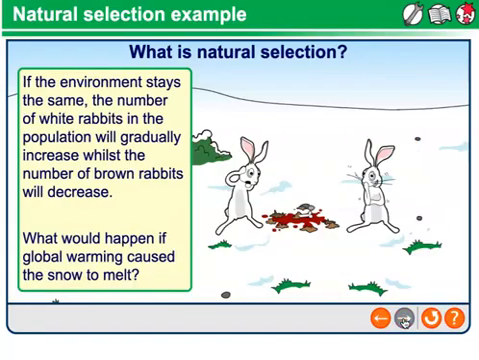So if the environment stays the same, in that we have a white background, lots of snow, the number of white rabbits in the population will gradually increase, while the number of brown rabbits decreases.